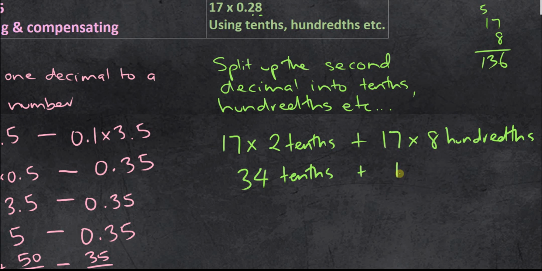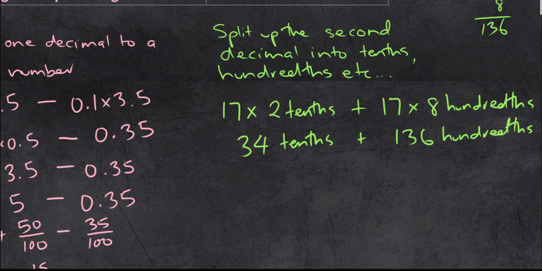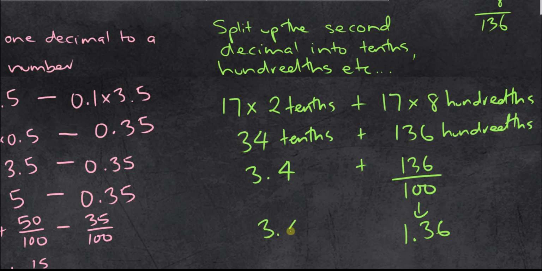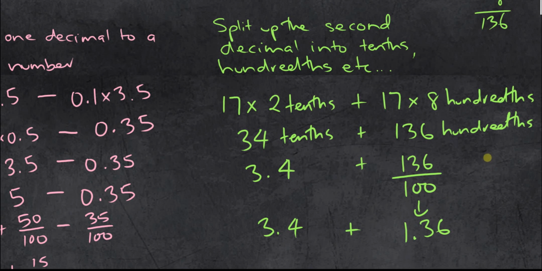Get 136 hundredths. So 34 tenths is 3.4, and 136 hundredths is, so if we just write that, 136 hundredths, so that is the same as, we've got 100 hundredths, which is 1 whole, plus 36 hundredths, so that gives me 1.36. So 3.4 plus 1.36.